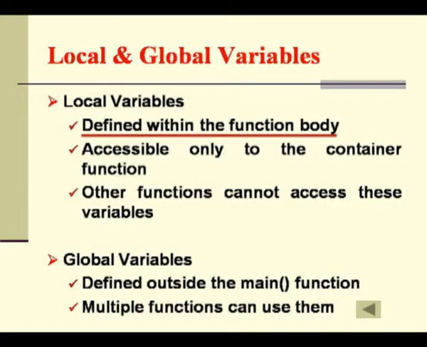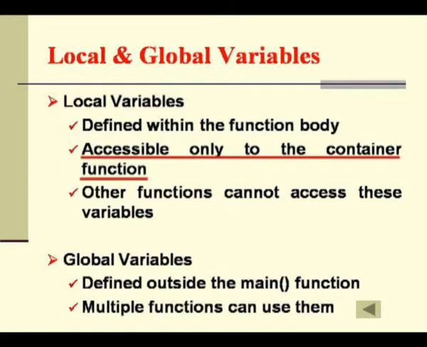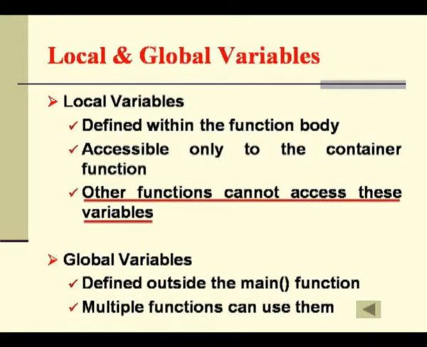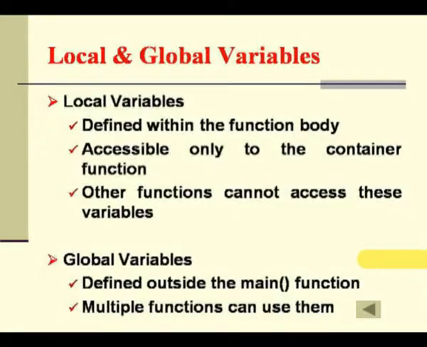So, it is defined within the function body, accessible only to the container function, that is whichever function has defined it, only that can use this variable. Other functions cannot access, cannot see and cannot use these variables. So, they are local to that particular function where they are defined. So, that is the meaning of the word local variable.